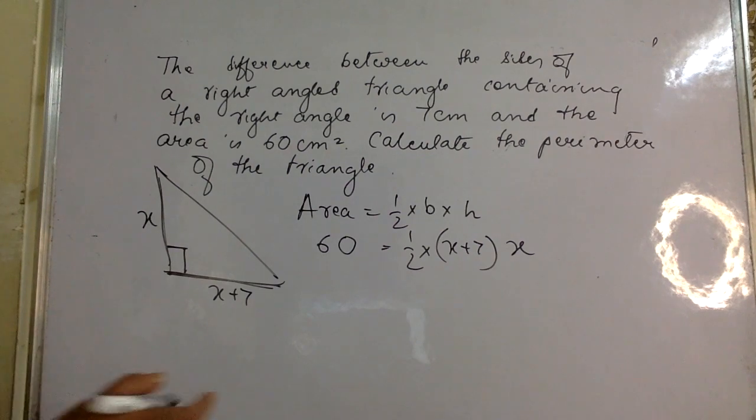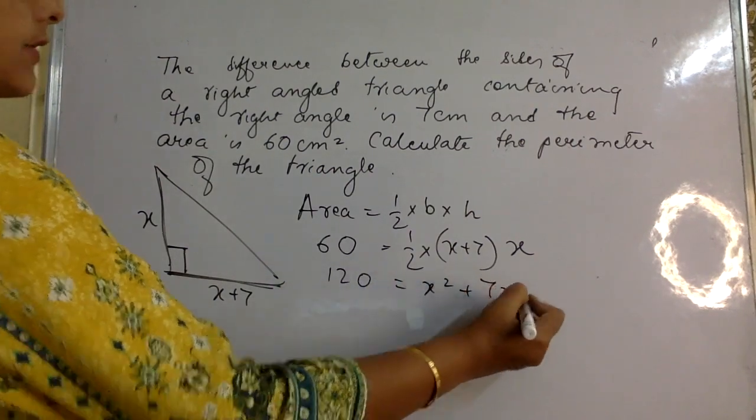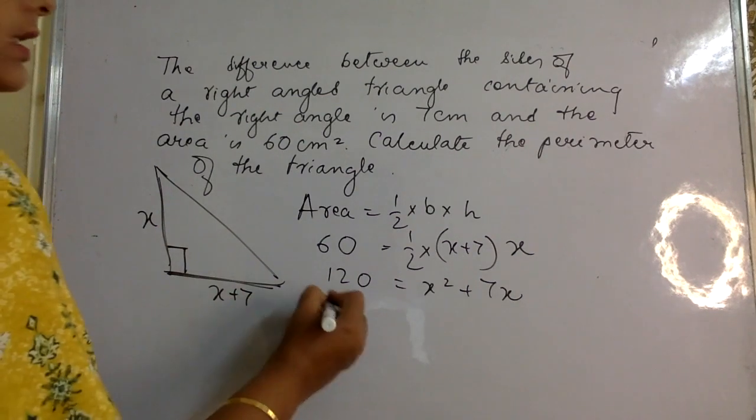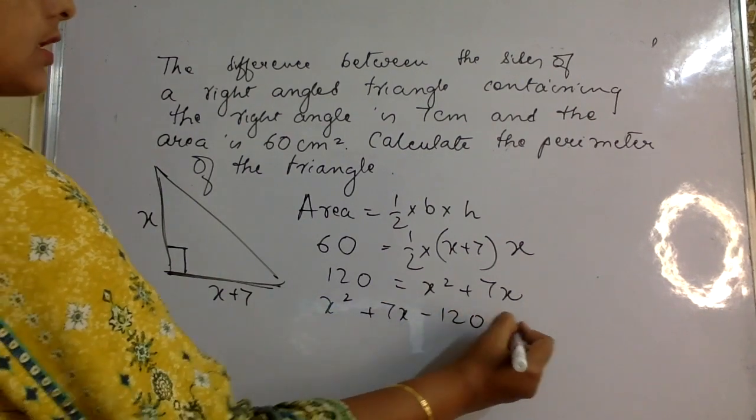So now I will be multiplying it. 120 is x square plus 7x. So x square plus 7x minus 120 is equal to 0.